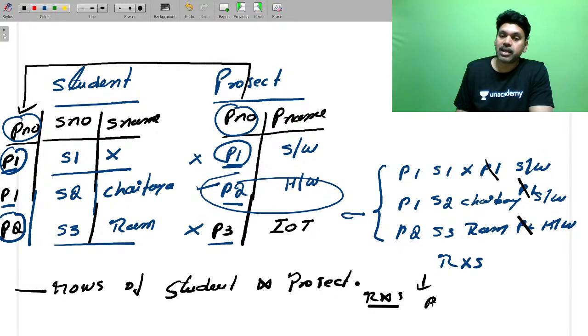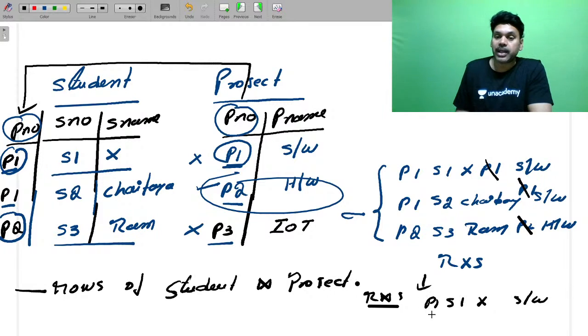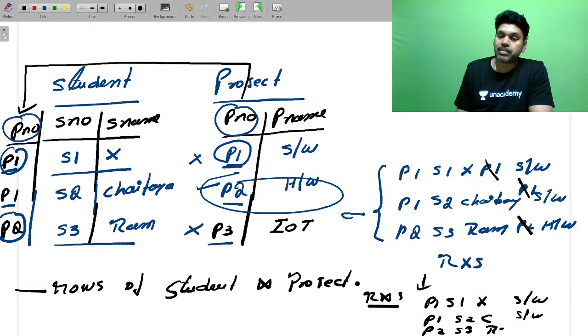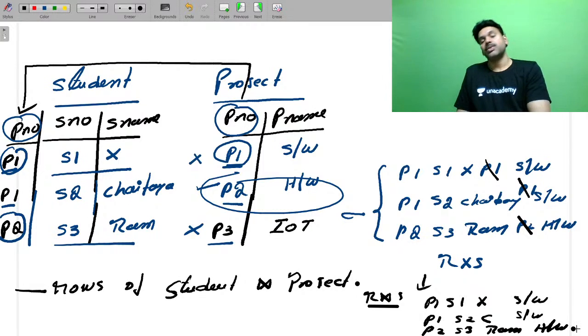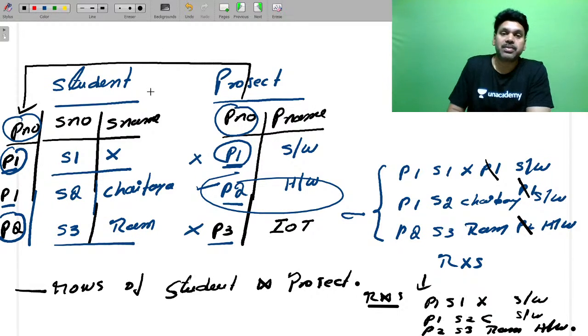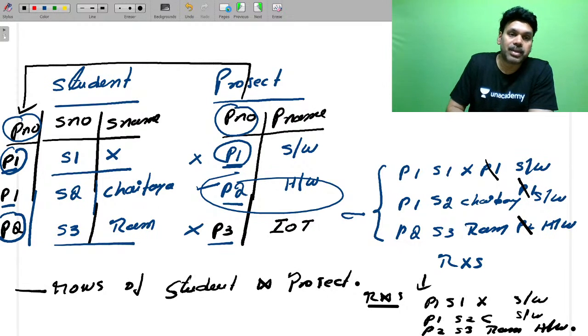What are they? P1, S1, X, software. This is how it is sharing with the other table. Next, P1, S2, Chaitanya, software. Next, P2, S3, RAM, hardware. So this is how the concept of natural join works. Let me take one more example.